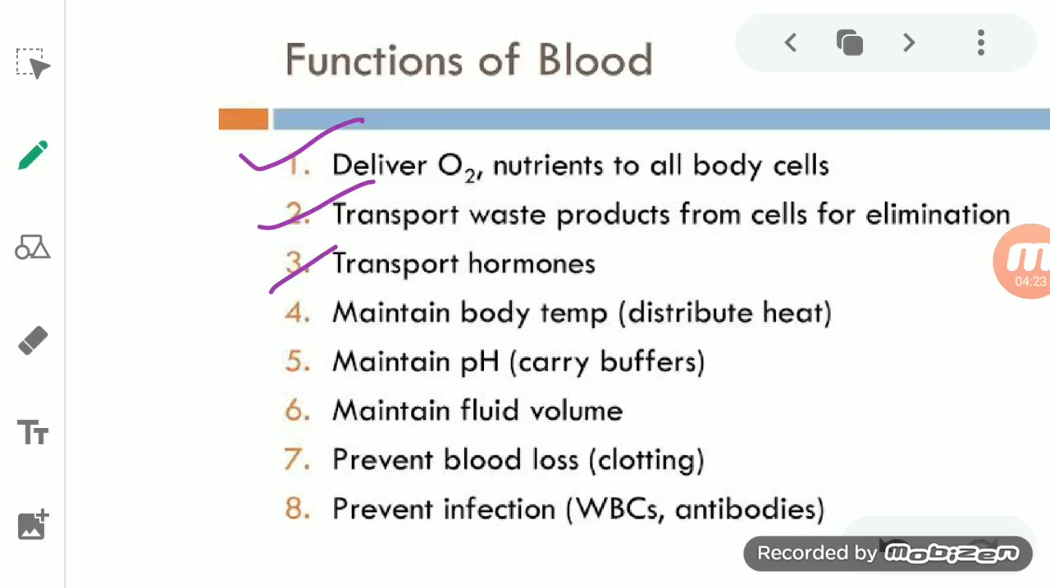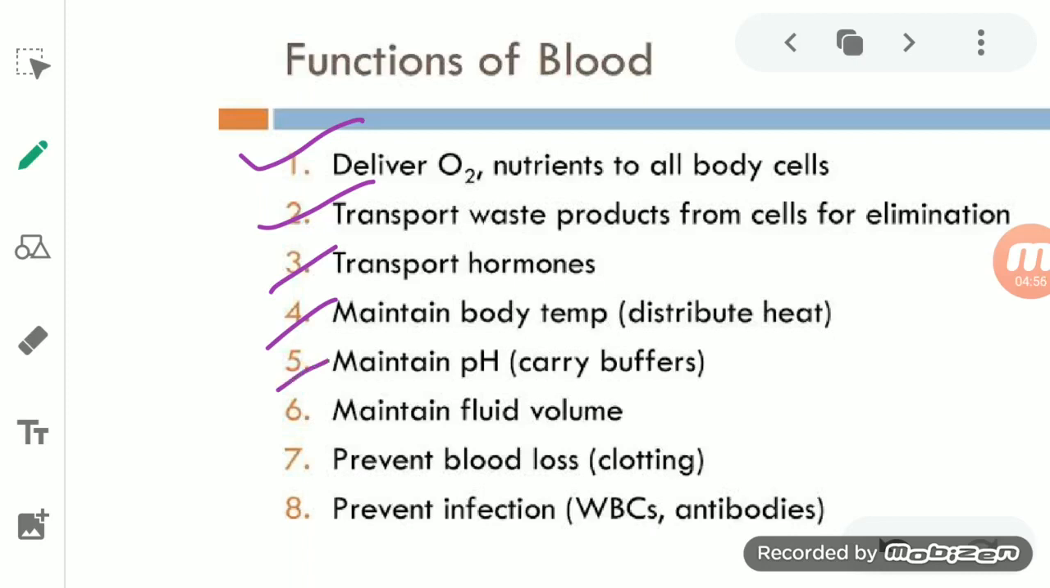They help in controlling the functions of our body. So the hormones released by the glands are carried by the blood to the target area. So it helps in transporting the hormones also. Then it helps in maintaining the body temperature, as it helps in distributing the heat to every part.